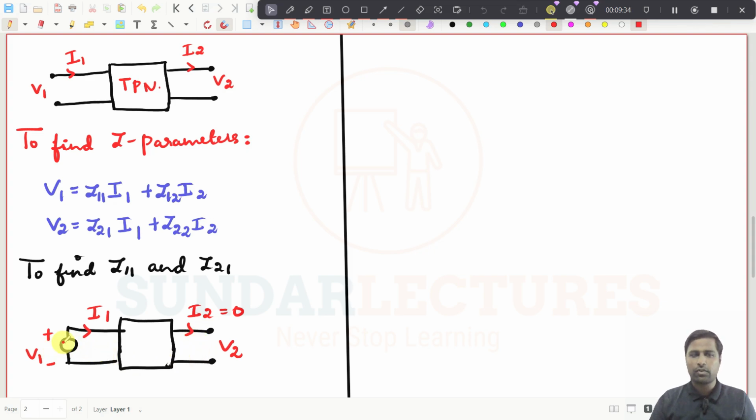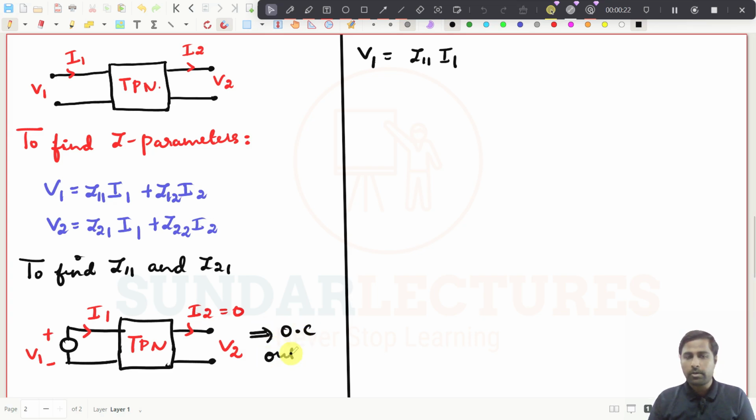You can measure, right? If you apply V1, then I1 you can measure by using meters, and V2 can also be measured. And if you are open circuiting this one, I2 will become 0, right? That is the whole idea you have to understand. So what you can do now, you just apply in this network. V1 is equal to Z11 I1 plus Z12 I2, and this term becomes 0 because I2 is 0. I have just open circuited the secondary, the output port, right? That is what we have done now.